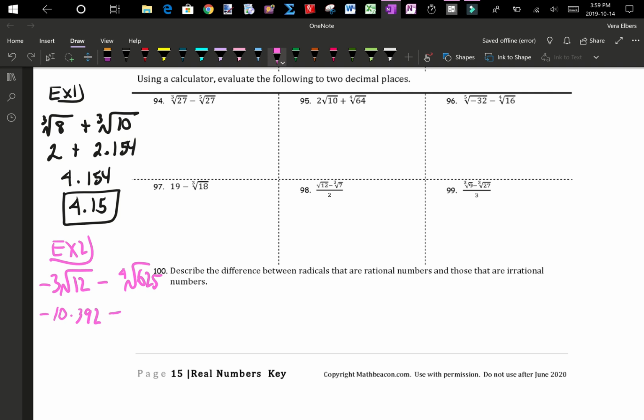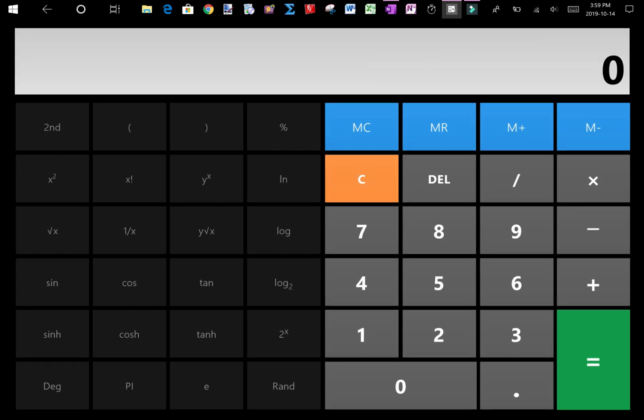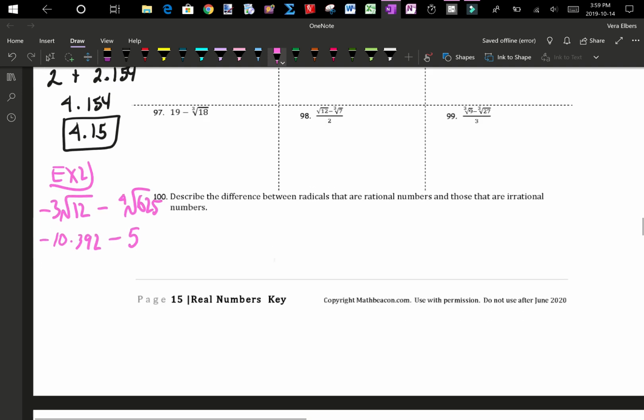Is there a number that when you multiply it by itself 4 times will give you 625? Well, there is, and you can use your calculator for it if you don't know what it is. So you want to find the 4th root of 625, and you get 5. So the 4th root of 625 is 5.